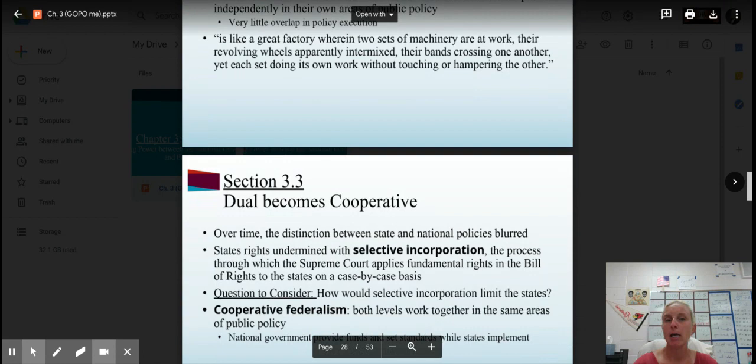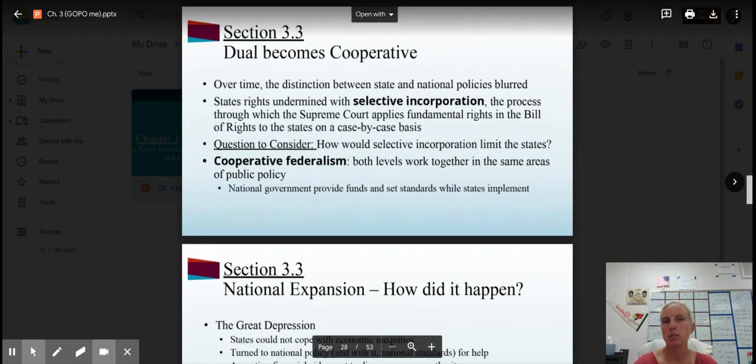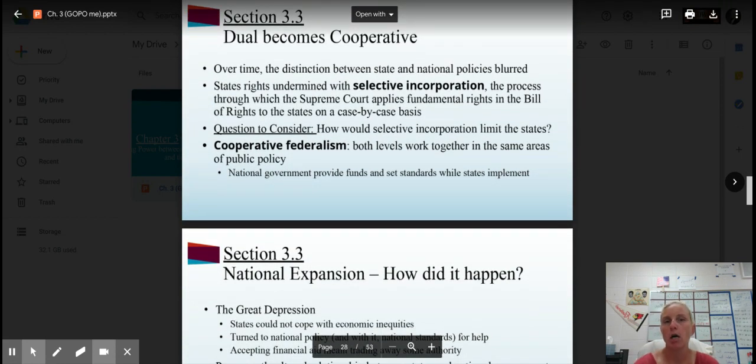They do their own things without really intermixing or being involved in each other's business at all. But it became cooperative federalism, especially around the time of the Great Depression. Those distinctions became blurred. States' rights were undermined with selective incorporation, because the Supreme Court kept saying, you see these rights that are in the federal government, they can be selected to be incorporated at the state level. So the Supreme Court was saying these things that you guys have been able to get away with, you can't get away with them anymore, and it takes power away from the states.